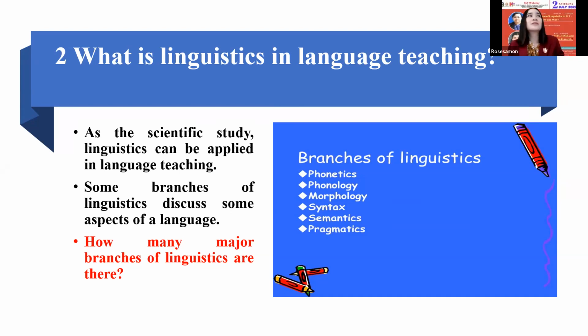Syntax is the study of sentence structure. And semantics is the meaning of the words, each word in the English language. And pragmatics is the study of how to convey the meaning in various contexts. For example, we have denotative or descriptive meaning and connotative meaning, something like this. That's all for my discussion.